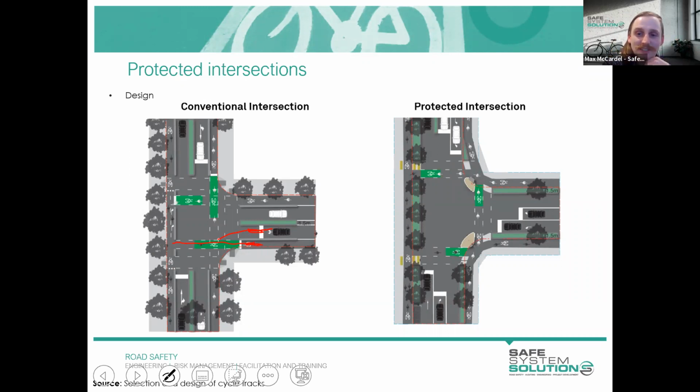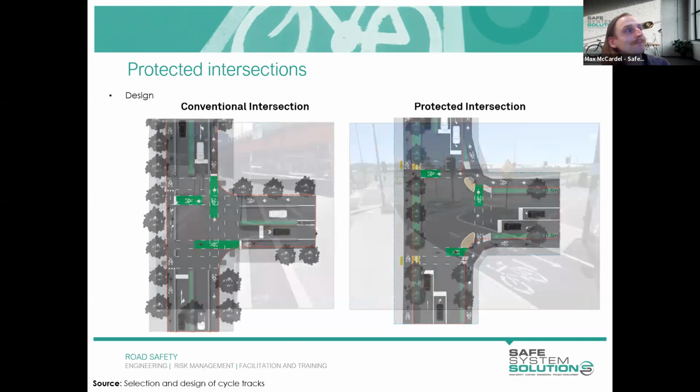Compare that to the protected intersection, and we have a greater offset between the traffic lane and where the cyclists are actually crossing over here. So the greater you can increase that offset, the more opportunity you're giving to motorists that are turning left to be able to spot cyclists that are crossing there. It's a really important point to convey in this design. That's probably one of the key principles.